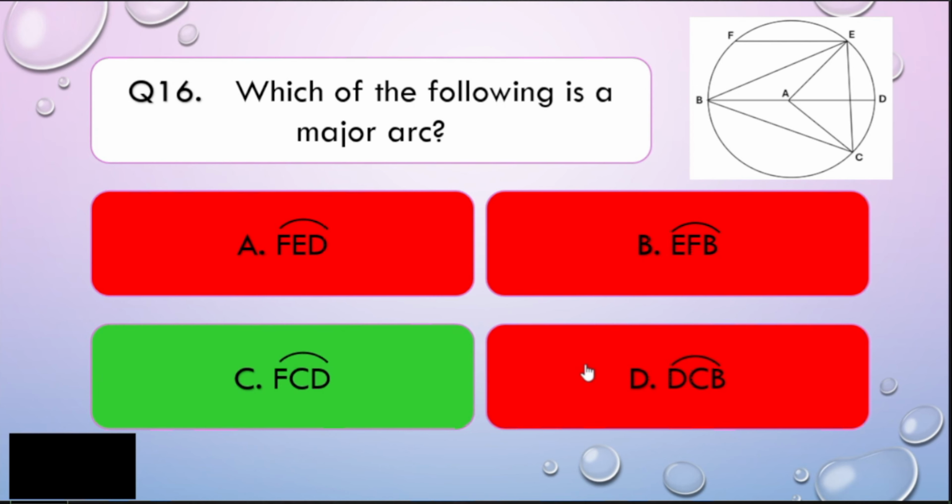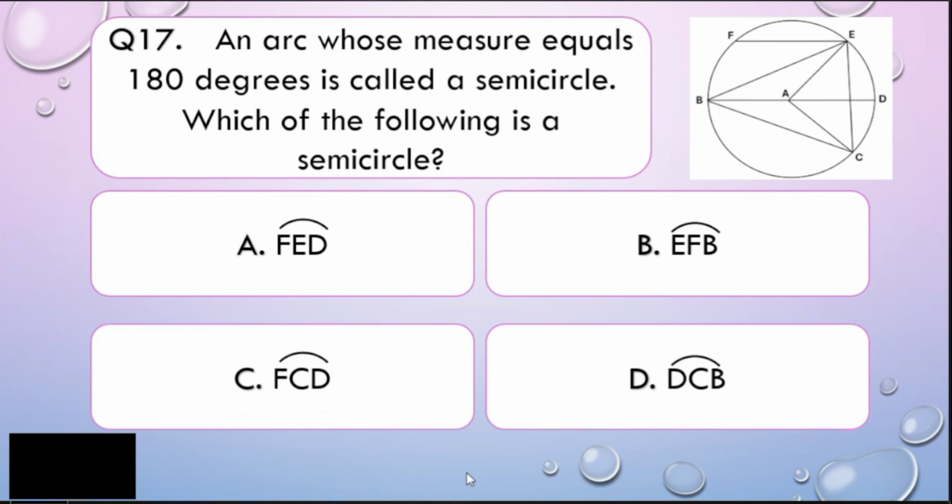Easy, right? Very easy. So now let us go to question number 17. An arc whose measure equals 180 degrees is called a semicircle. Which of the following is a semicircle? So, is it A, arc FED, B, arc EFB, C, arc FCD, or letter D, arc DCB? I'll give you 5 seconds to think about your answer.